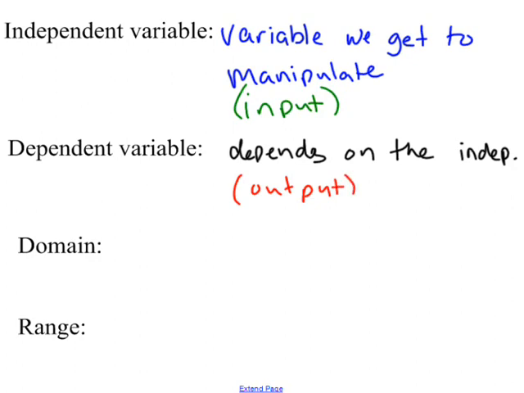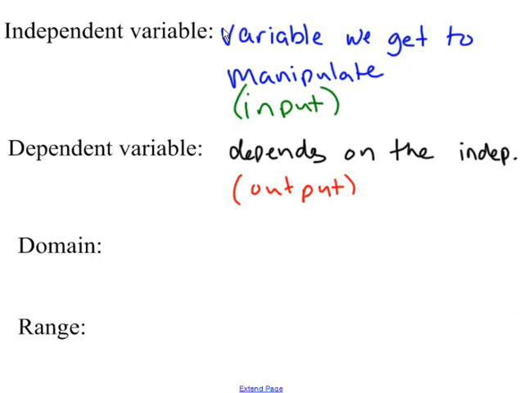So a quick example, if you think about getting a job, the hours you work is your independent variable because you get to choose those hours, whereas your pay would be the dependent variable because however many hours you work, that will affect your pay. So the more hours you work, the more you get paid kind of deal.